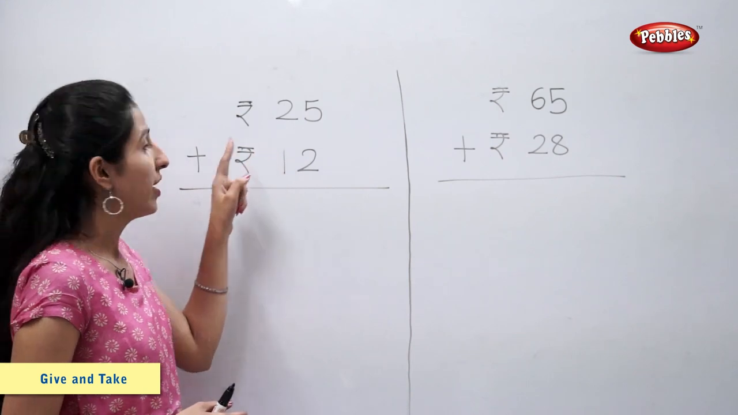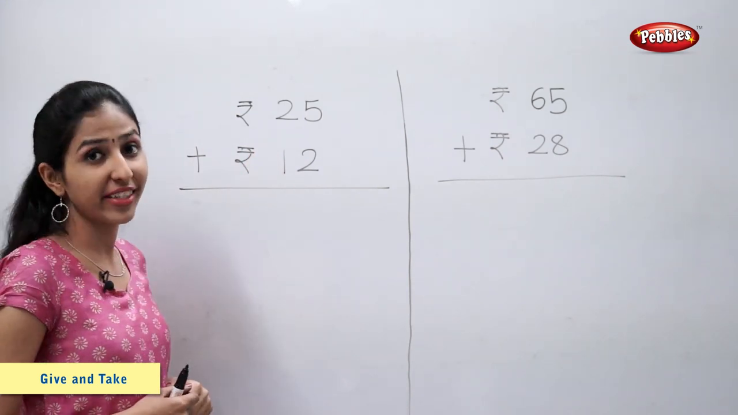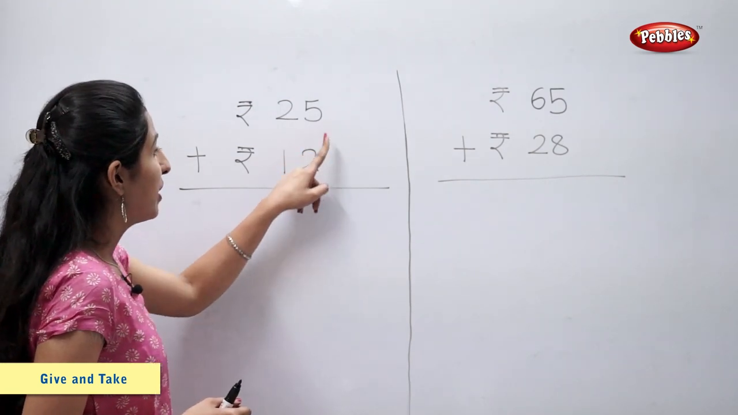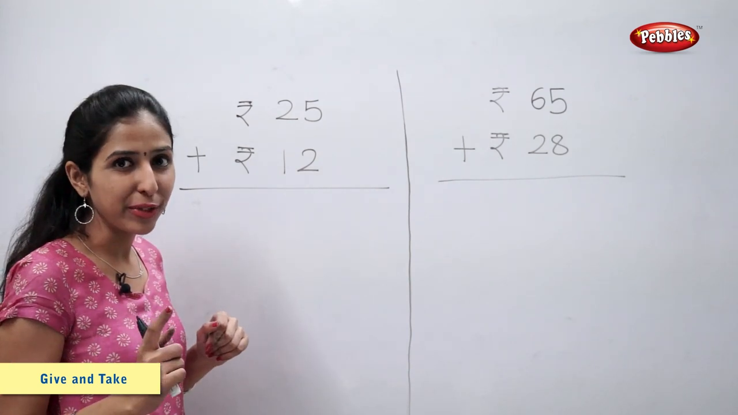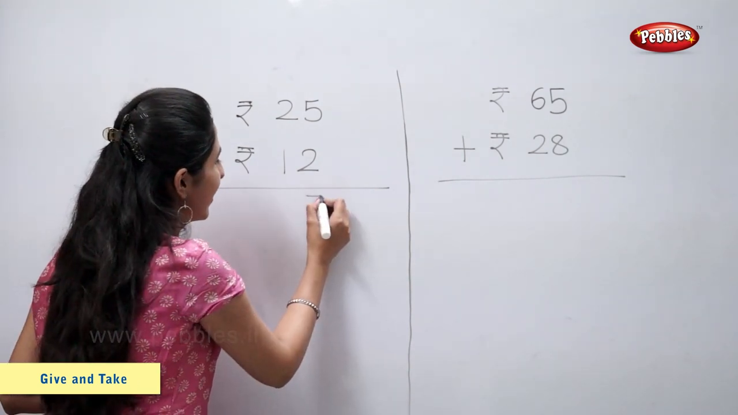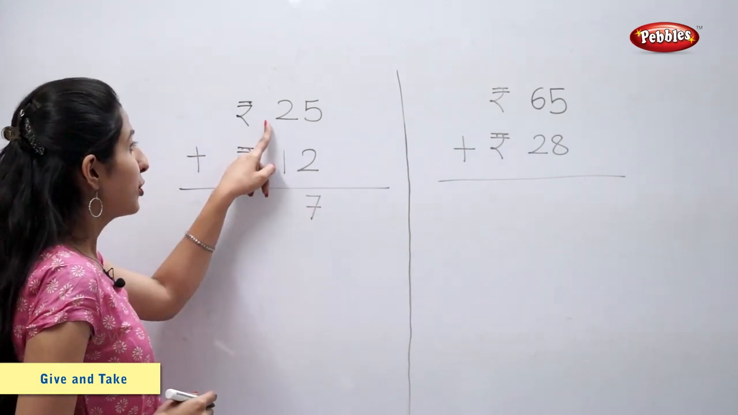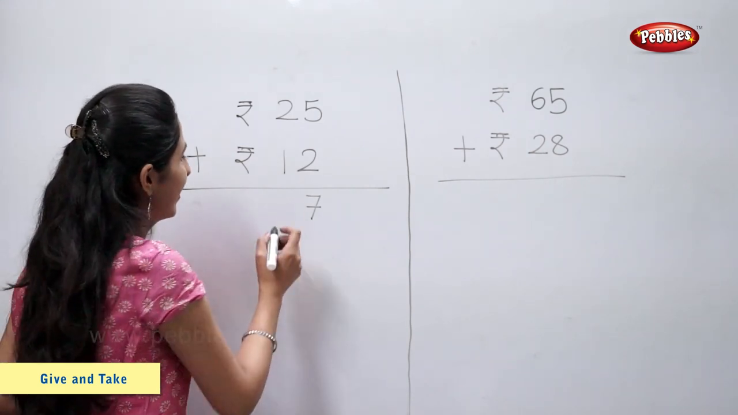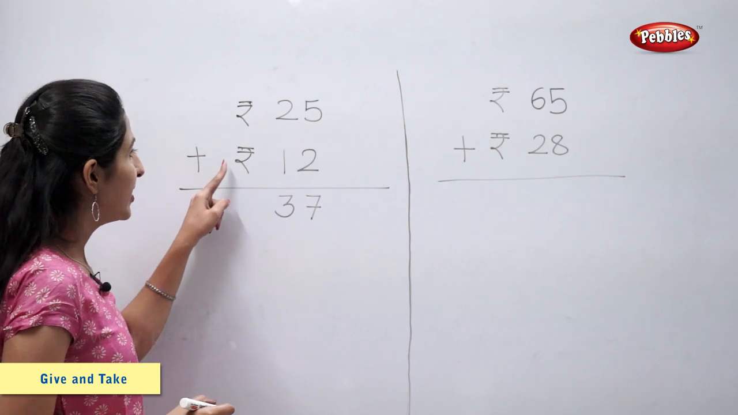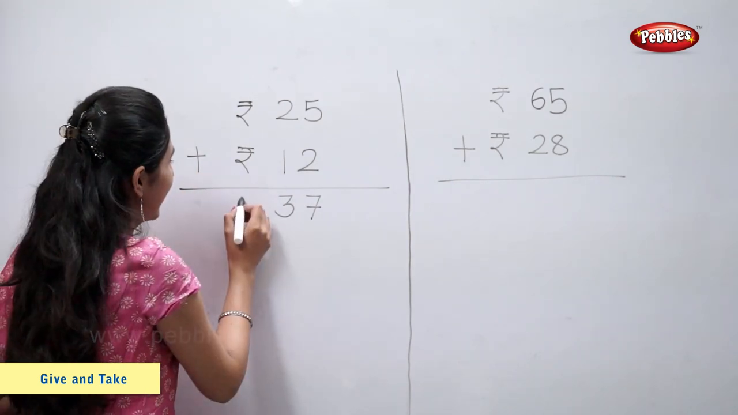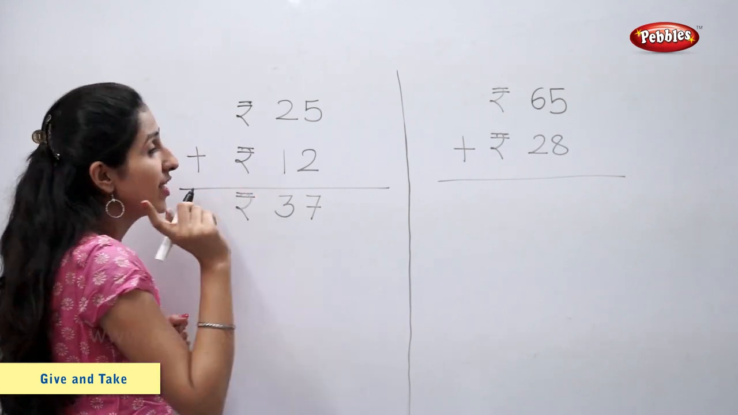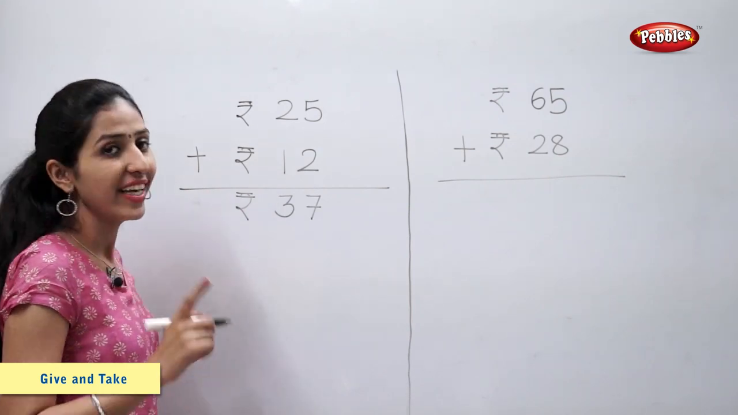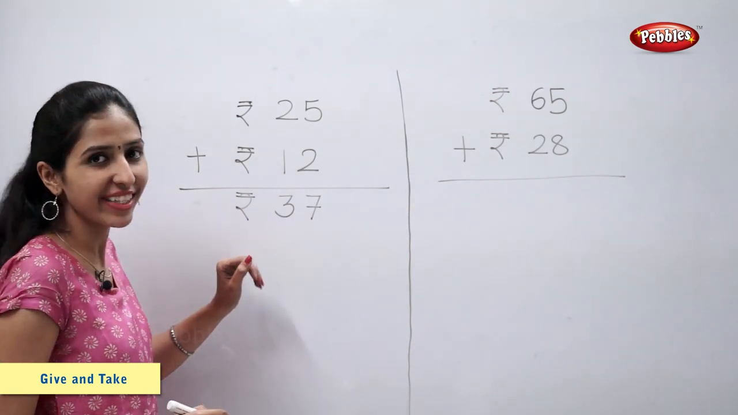Rupees 25 plus rupees 12 is equal to how much? Let's find out. 5 plus 2 is equal to 7. 2 plus 1 is equal to 3. Let's write the sign. So, rupees 25 plus rupees 12 is equal to rupees 37.